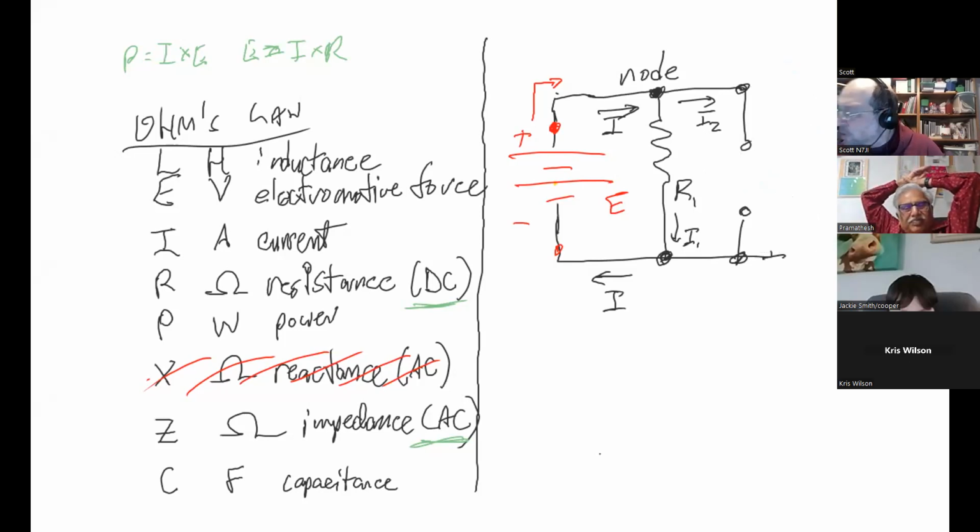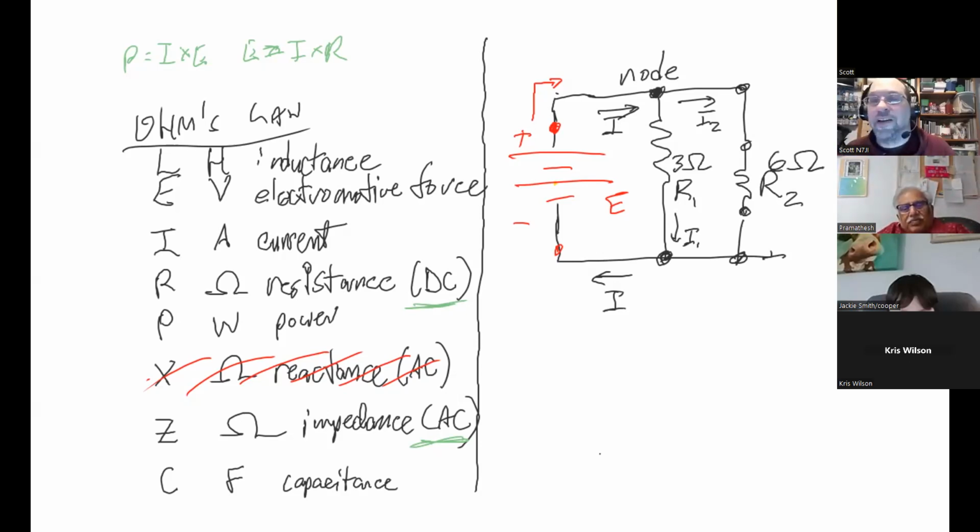So now, if I were to take this and redraw this and say that we had R1 and R2, and this is 3 ohms, and this is 6 ohms, they're obviously not equal, are they? No. Which one is going to have a bigger current going through it? Which is the path of least resistance? 3 ohms. 3 ohms, that's right.